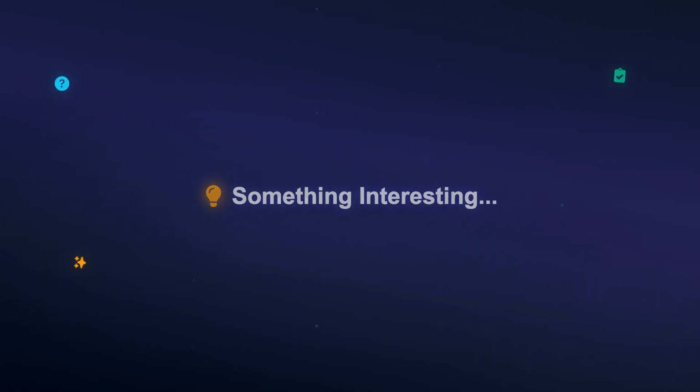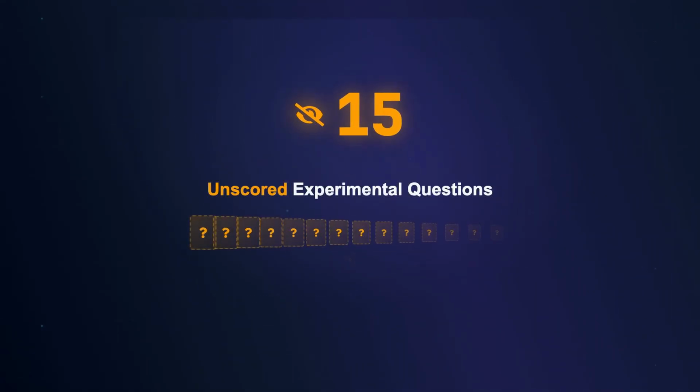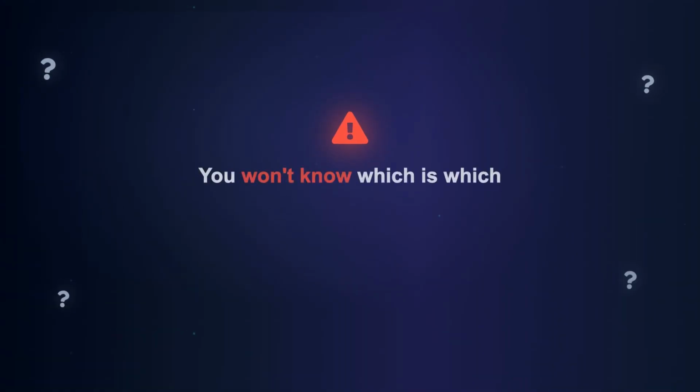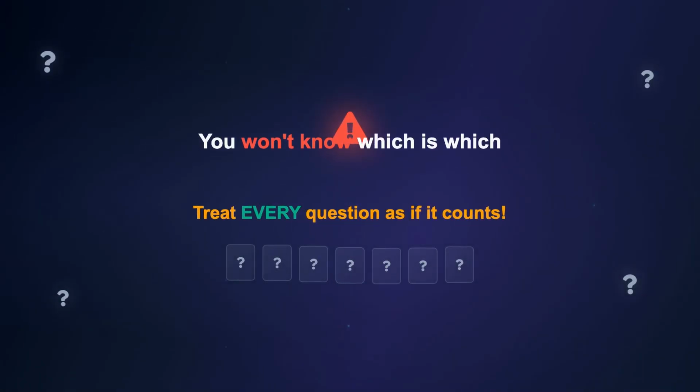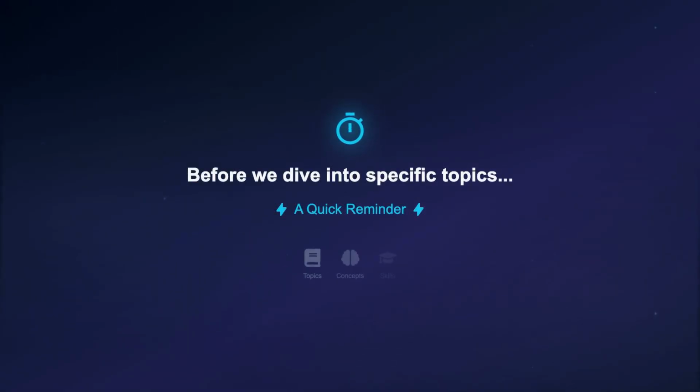And here is something interesting. Of those 65 questions, only 50 count toward your score. The other 15 are unscored experimental questions. But since you won't know which is which, you must treat every question as if it counts. We are going to look at the specific topics you need to study in just a moment.